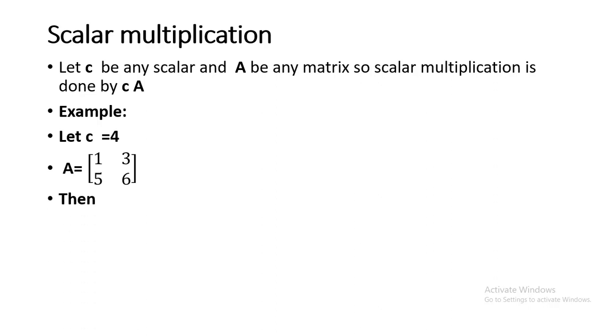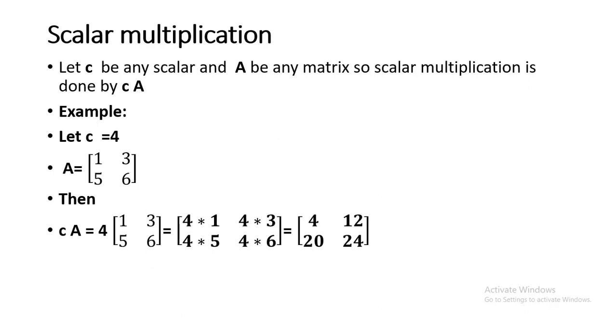If we need to multiply C and A, you can see that I've multiplied 4 with this whole matrix. Now what will be the result? The result will be that this scalar will multiply with each and every element of the matrix. That is equal to 4 multiplied by 1, 4 multiplied by 3, 4 multiplied by 5, 4 multiplied by 6. The result is 4, 12, 20 and 24.